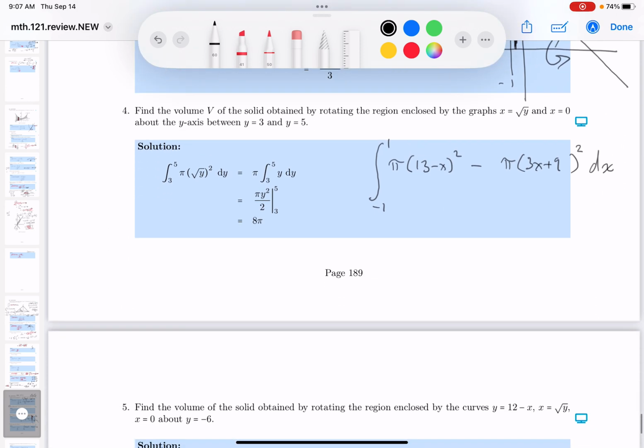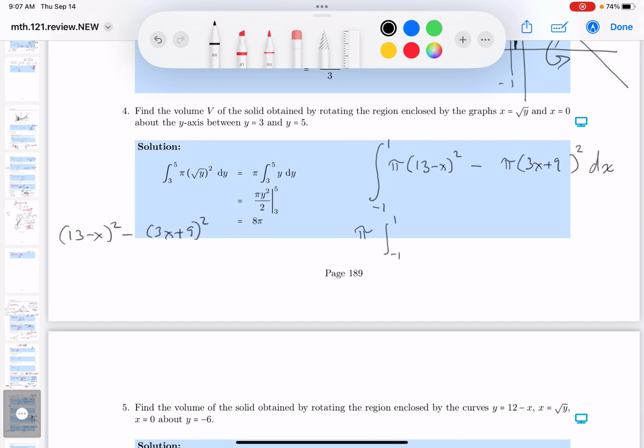I think you know by now a variety of ways of simplifying the integrand, but the first thing I would do is probably just factor out pi. And then get -1 to 1. And then I see a difference of perfect squares. I can put this on the side for you. It's 13 minus x squared minus 3x plus 9 squared.